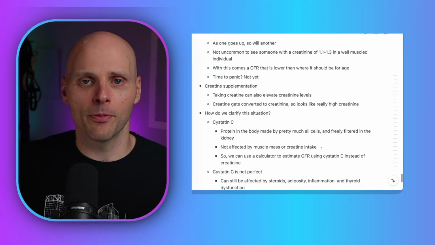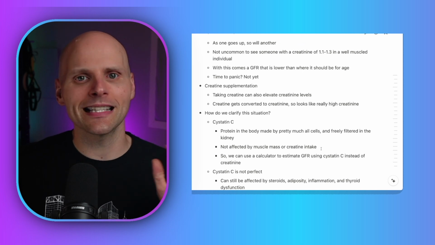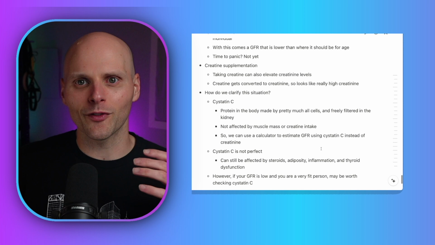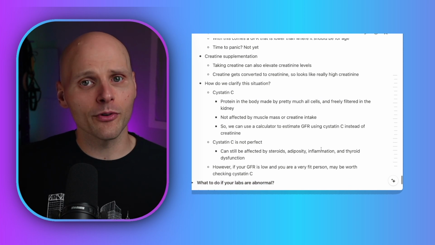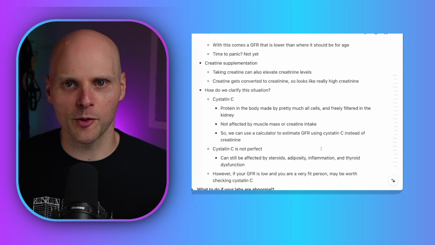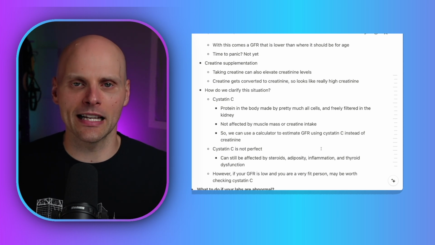We're going to take out creatinine so that we can see, hey, is it actually because the creatinine is elevated because we have a lot of muscle, or we're taking creatine, or have a lot of protein intake? That's one thing we can think about. And then we use the cystatin C in place of that. It's not perfect though, it can still be affected by things like steroids, how much fat tissue you have, inflammation, and thyroid dysfunction. However, if your GFR is low and you're a very fit person or you're pretty jacked, it may be worth looking into getting a cystatin C.